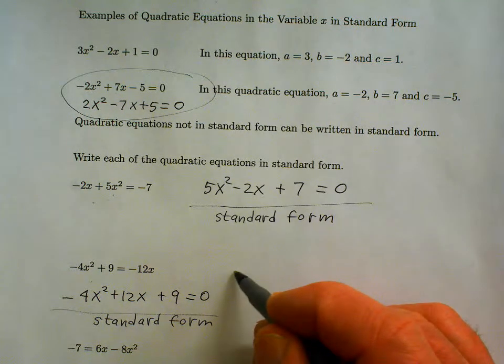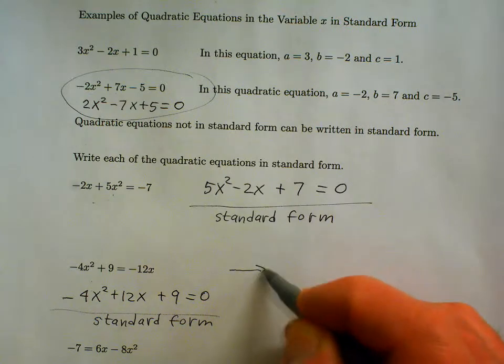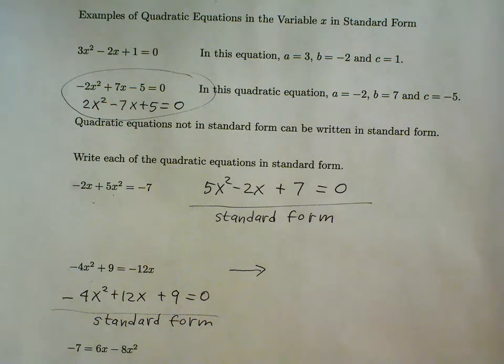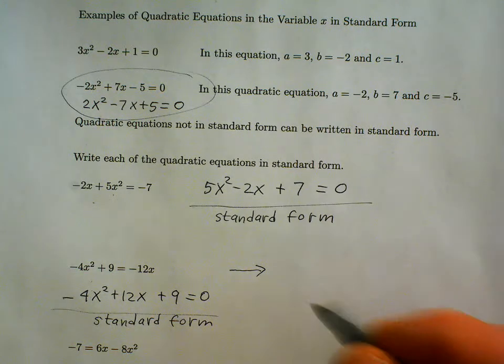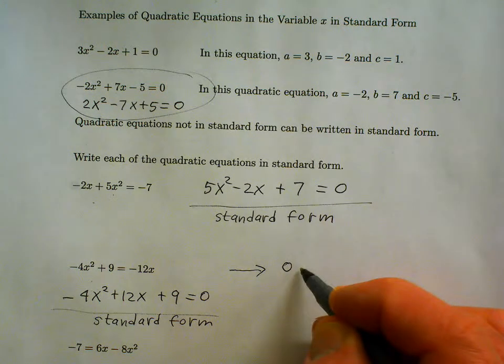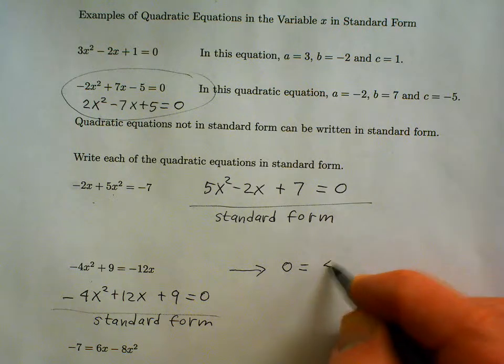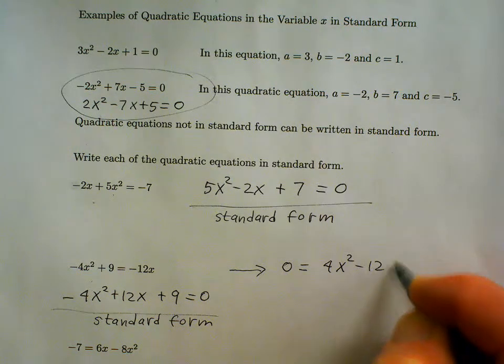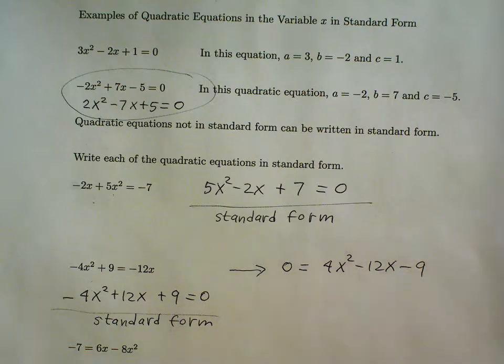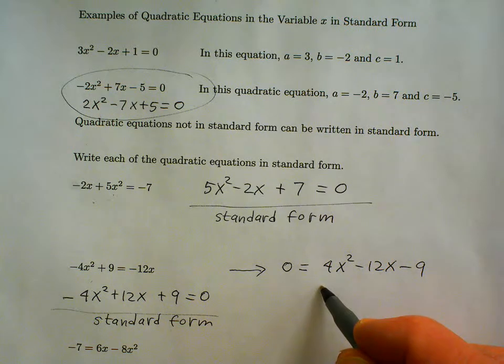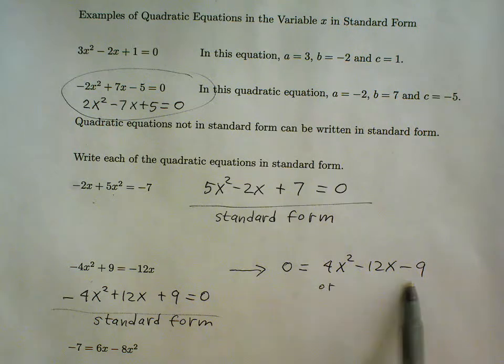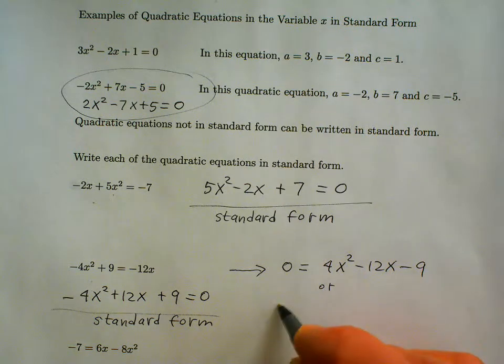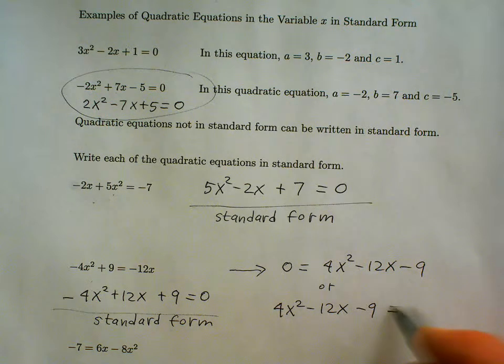The other option, every quadratic equation has two options for how to write it in standard form. The other one, if you add 4x squared to both sides and subtract 9, we could start by writing 0 equals 4x squared minus 12x minus 9. If you'd rather have the trinomial on the left-hand side, that's not a problem. Just write 4x squared minus 12x minus 9 equals 0.